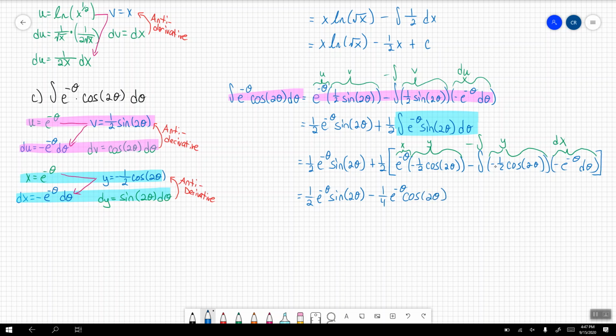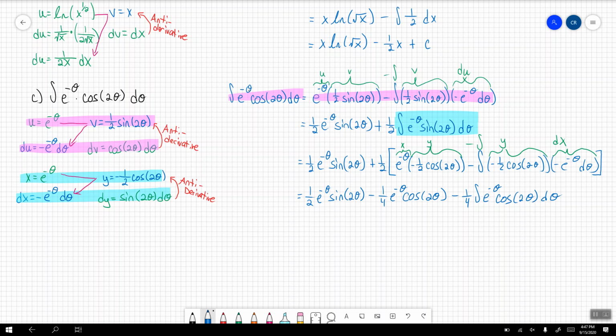I have a negative, and another negative. So negative times a negative is positive, times another negative is a negative again. So we're left with negative. Remember, I have a coefficient of 1/2, but then I'm distributing another coefficient of 1/2, which means I have 1/4 multiplied by the integral of e to the power of negative theta times cosine of 2 theta. And that's d theta.